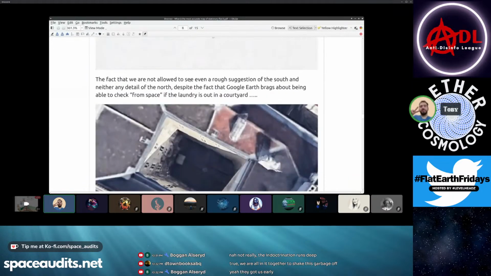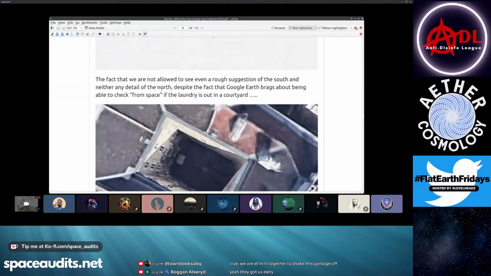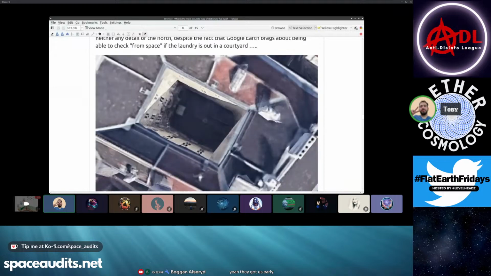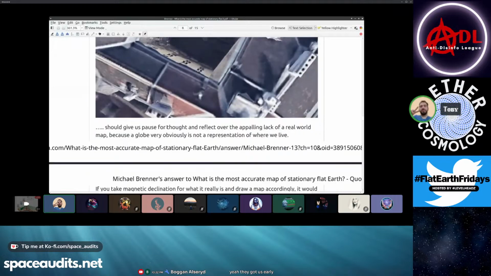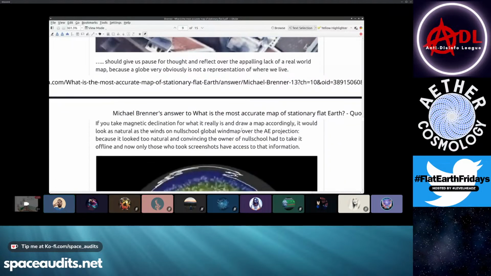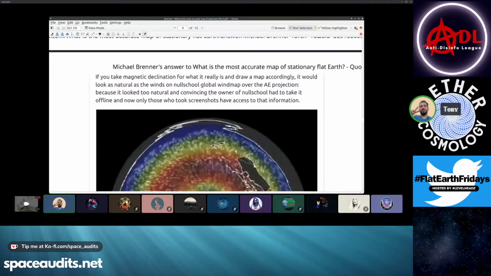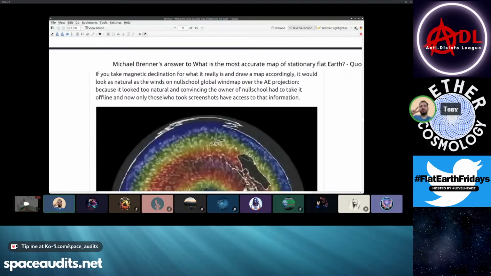The fact that we are not allowed to see even a rough suggestion of the South and neither any detail of the North, despite the fact that the Google Earth brags about being able to check from space, if the laundry is out in a courtyard, should give us pause for thought and reflect over the appalling lack of a real world map, because a globe very obviously is not a representation of where we live. If you take magnetic declination for what it really is and draw a map accordingly, it would look as natural as the winds on Null School global wind map over the AE projection.